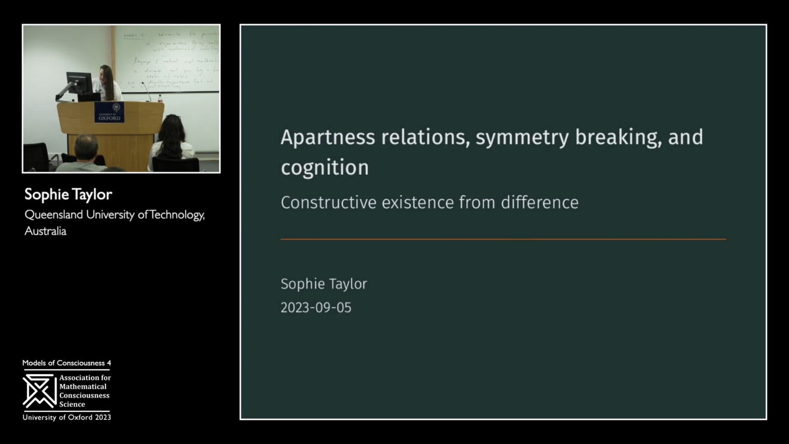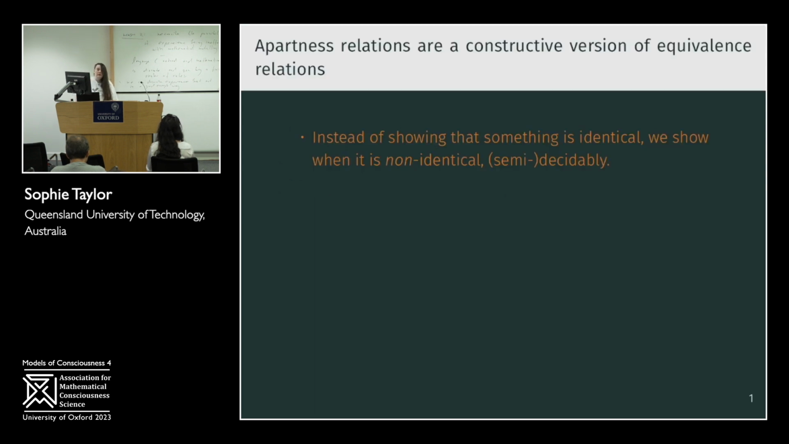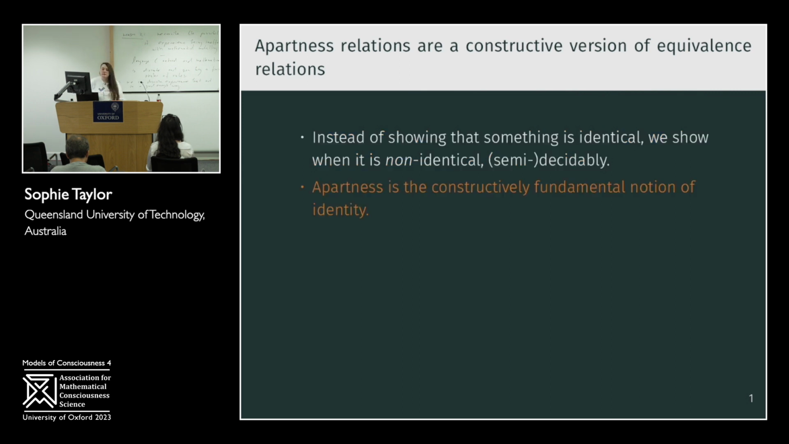Hi, I'm going to be talking about how computation can be constructively enacted and its relationship to cognition and consciousness. So we'll start with apartness relations. Apartness relations are a constructive version of equivalence relations. Instead of showing when things are identical, we show a difference.